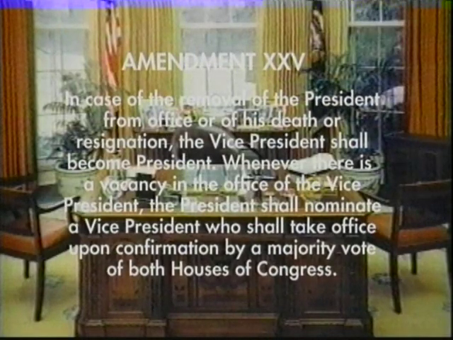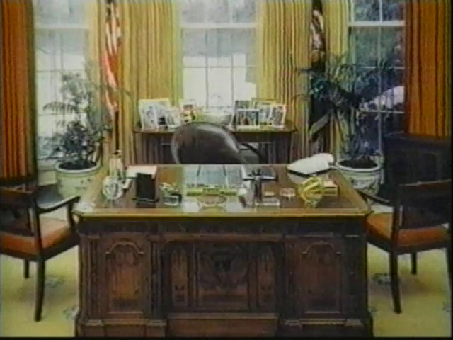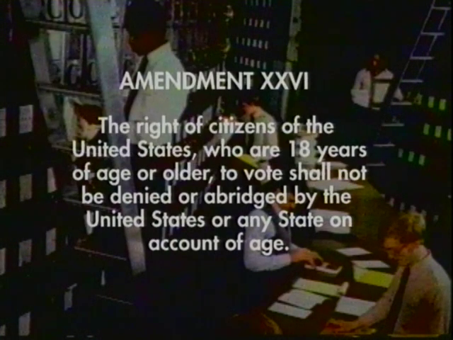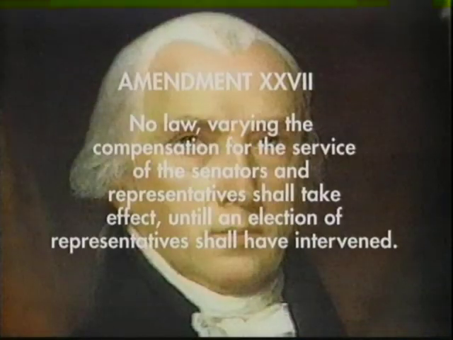The 25th Amendment provides for situations of presidential disability and ensures that any vacancy in the office of vice president is filled. The 26th Amendment lowered the voting age from 21 to 18 years old. The 27th Amendment was first proposed by James Madison in 1789. It was finally added to the Constitution in 1992. It prohibits midterm changes in the salaries of the members of Congress.